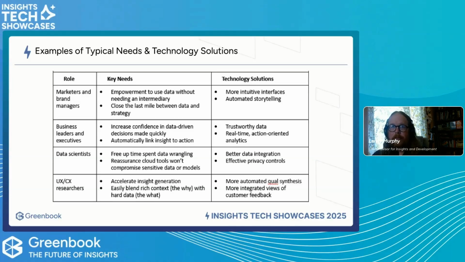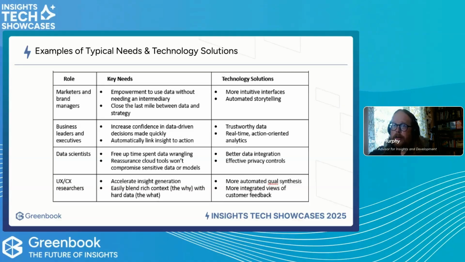Obviously, privacy is a concern for them. They are looking for integration across multiple data sources so they can create new models. UX, CX researchers, it's really around speed to insight. How do we incorporate qualitative? And we've done a really good job with that in the first round of AI adoption. That is one of the things that just did really well, was the analysis of unstructured data.